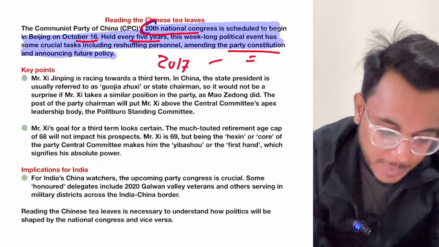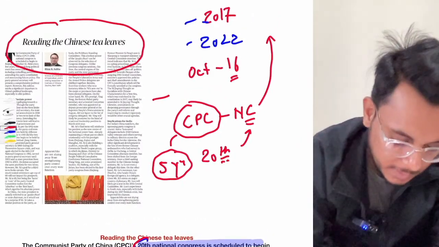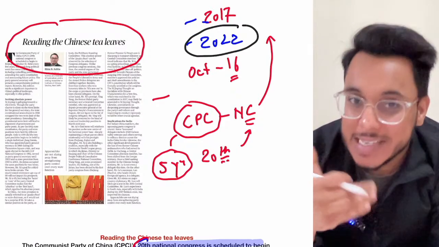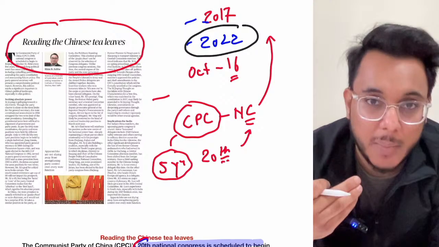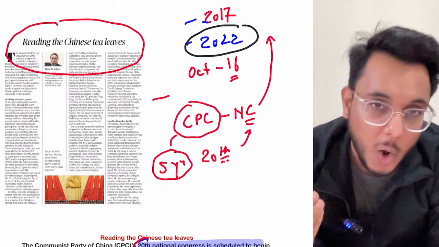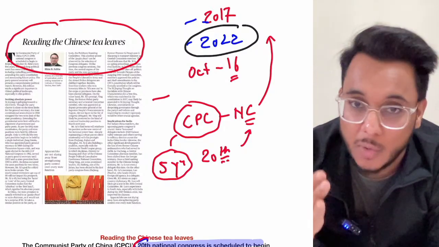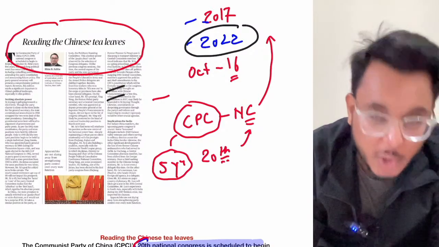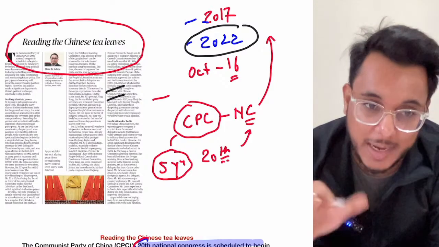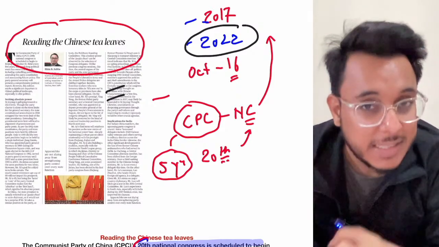Now this particular article is talking about how, as this 2022 National Congress is being organized, this is an event where Xi Jinping will take the support for his third term. Already, guys, the constitution has been amended, and the limits on the presidential tenure that were there have already been removed. This event is going to be one where Xi Jinping will take a seal of approval.